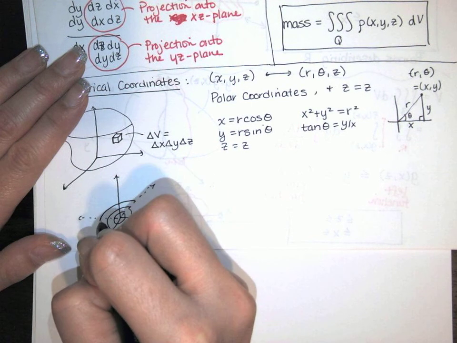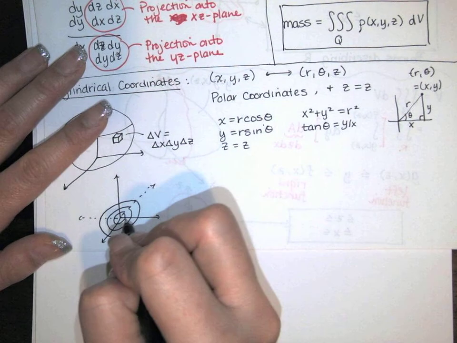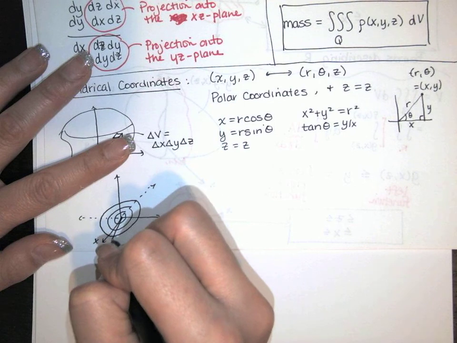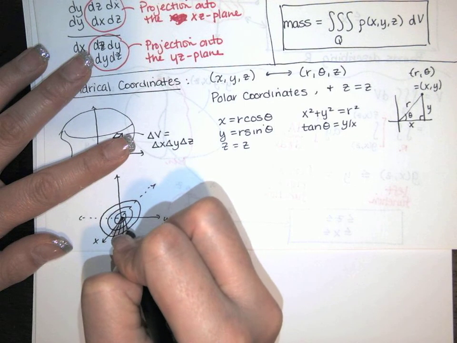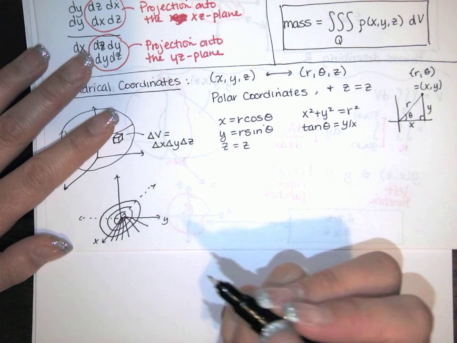So in the xy plane, you've got all these circles. That's r equals 1, r equals 2, r equals 3. And theta equals 0 is on the x-axis, and then theta increases through all these different values. And you get a grid like that in the xy plane.